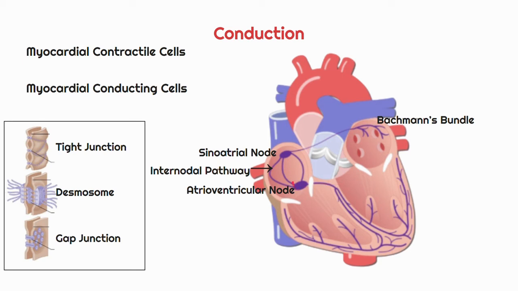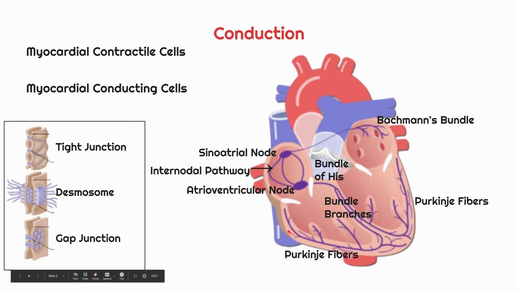The AV node, which is in the lower right atrium, delays the impulse for a bit before sending the impulse through the bundle of His. The impulse then travels from the bundle of His through the bundle branches and finally to the Purkinje fibers. The Purkinje fibers initiate the contraction of the muscles in the ventricles, pumping blood from the ventricles to either the aorta or the pulmonary artery.